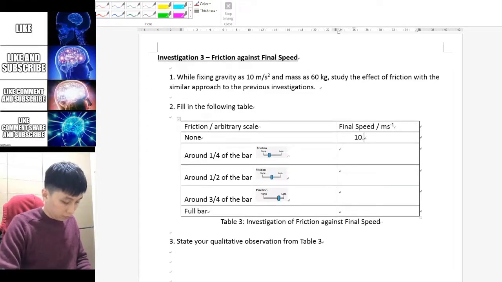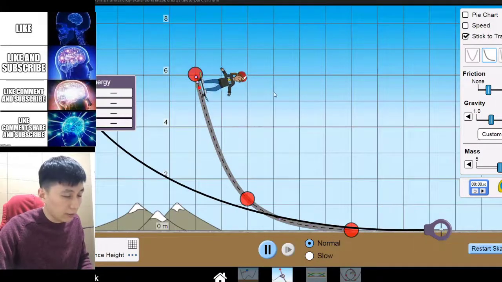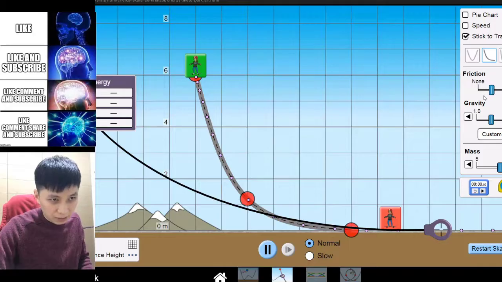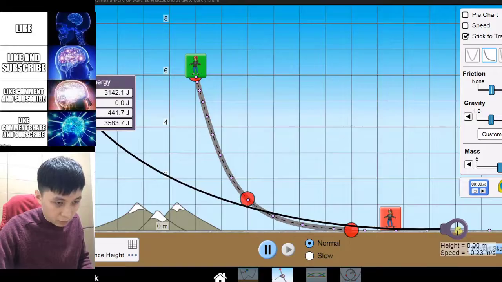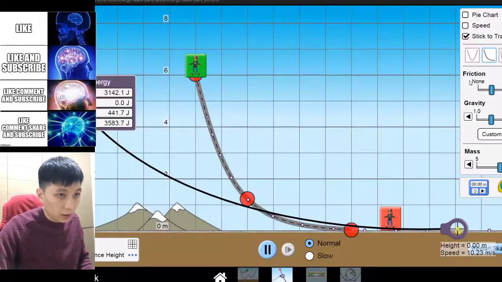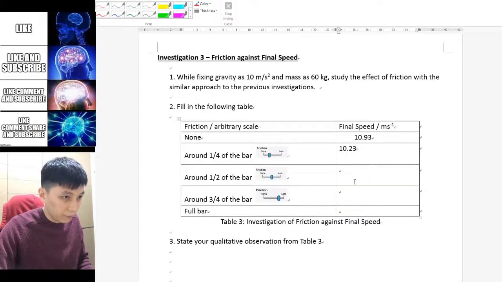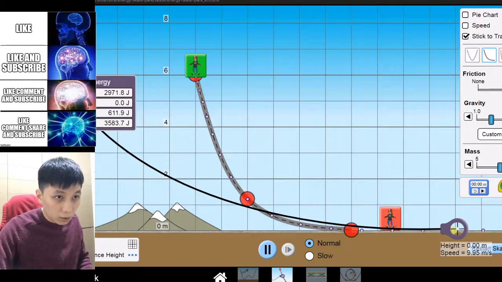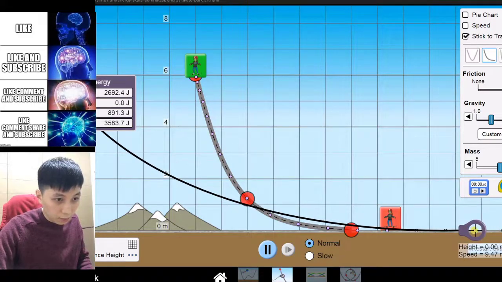10.93. And then with about a quarter, again, your answer may be different from mine, simply because it is a bit, I think this one is better to be a quarter. And so it should be something like 10.23. Okay, so 10.23. And then for about in the middle, we would get 9.95. And then 3/4, we get 9.47.